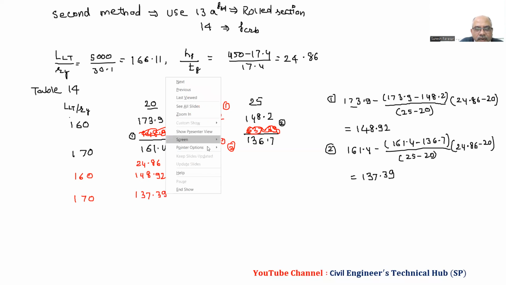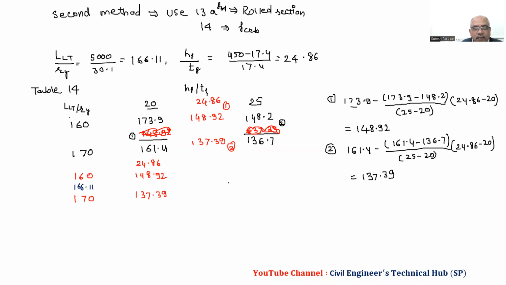Now we have to calculate the value for 166.11, and then we can find this value, that is 148.92 minus 137.39 divided by 25 minus 20.